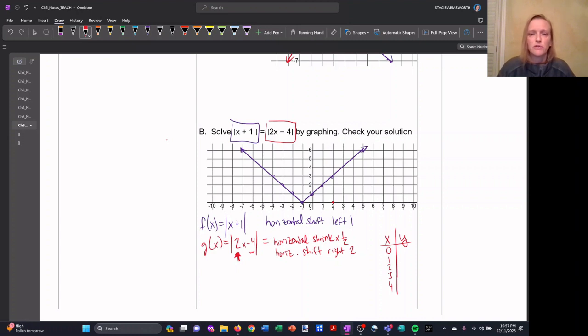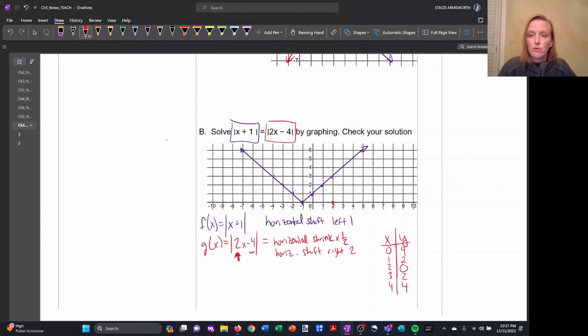So if I input 0, 0 times 2 is 0, minus 4 is negative 4, but I'm taking the absolute value of it, so it's not negative 4 anymore, it's positive 4. 1 times 2 is 2, minus 4 is negative 2, but you take the absolute value and that's positive 2. 2 times 2 is 4, minus 4 is 0. 3 times 2 is 6, minus 4 is 2. And 4 times 2 is 8, minus 4 is 4.